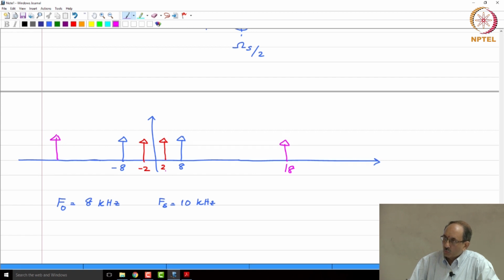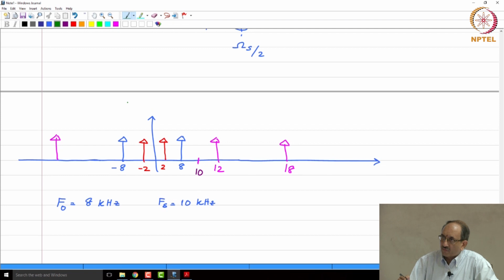But also note that 2 will again repeat with a period of 10. Therefore, 2 plus 10 is 12, right. So these are some of the repetitions here. Remember, what will happen at 0 will also happen at 10. So this is 10 kilohertz. So, what will happen at 0 will also happen at 10. Therefore, you have this picture.